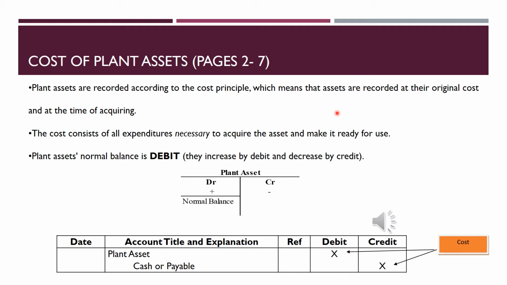That is all the expenditures that the company needs to pay in order for the asset to be ready for use. It's usually recorded at the debit side when it's purchased, and of course if the company is paying the amount in cash, the cash of the company is decreasing, and thus it needs to be recorded in the credit side. Or we can record it as a payable, accounts payable or notes payable, in case the plant asset was purchased on account.